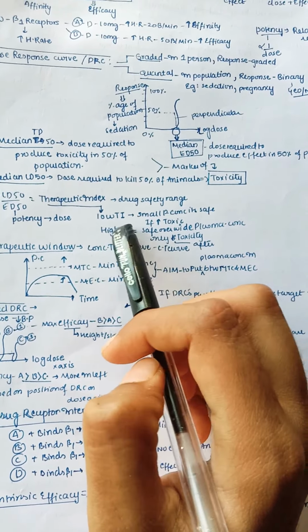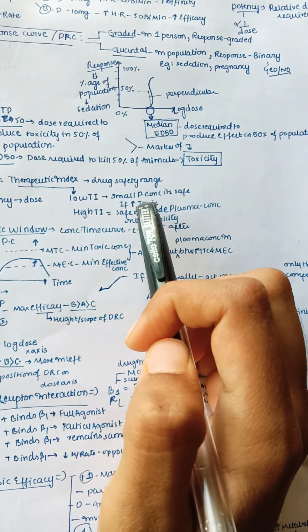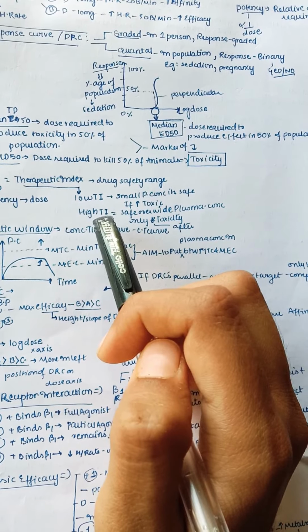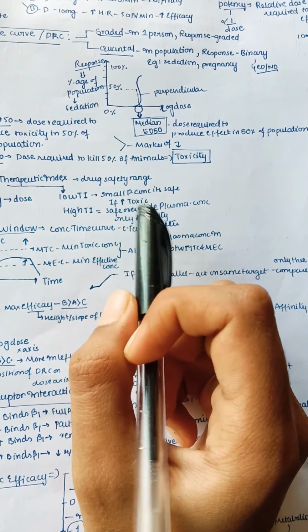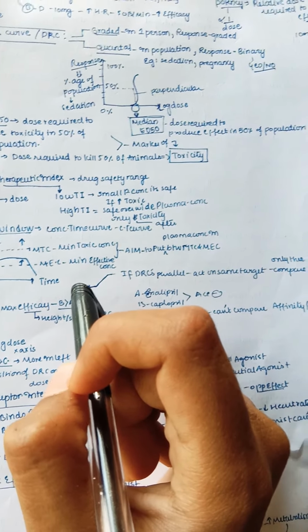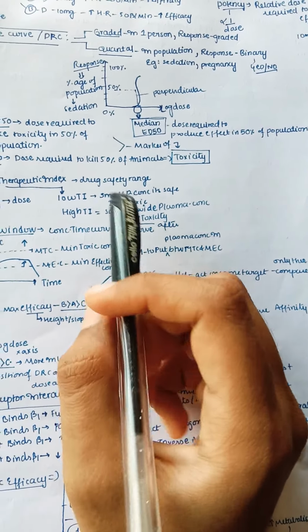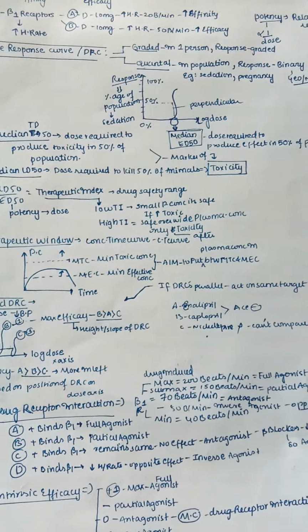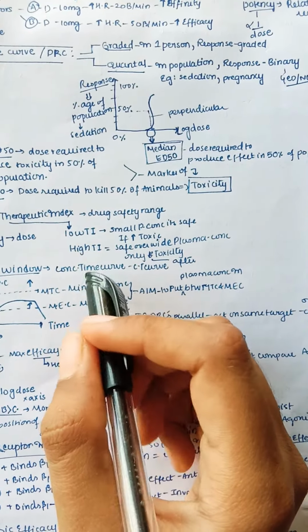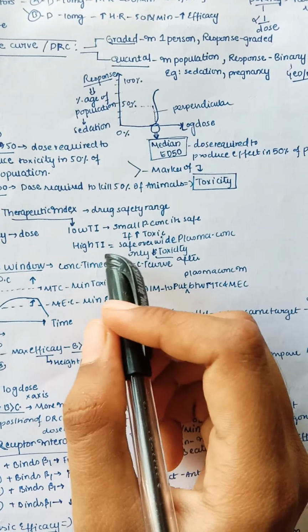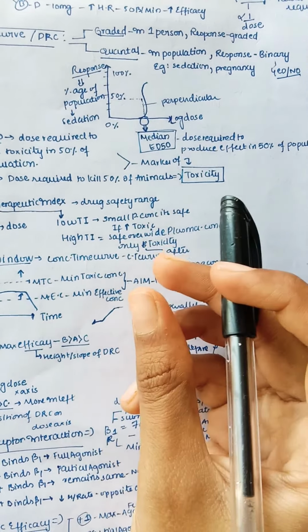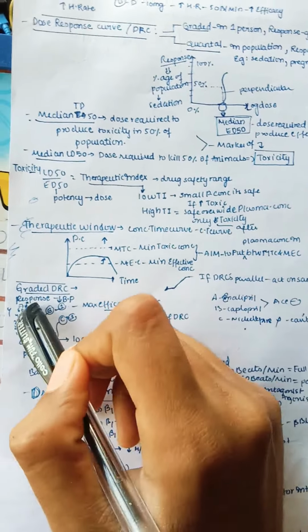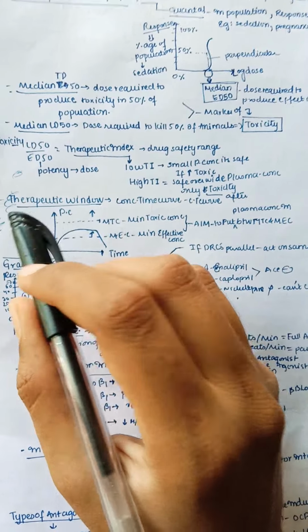So a low therapeutic index means a small plasma concentration range is safe. A high therapeutic index means it is safe over a wide plasma concentration range, with toxicity only appearing after that. So a high therapeutic index is better because it is safer over a wide plasma concentration, whereas with a low therapeutic index only a narrow concentration is safe. Next, coming to the therapeutic window, it is nothing but the concentration.